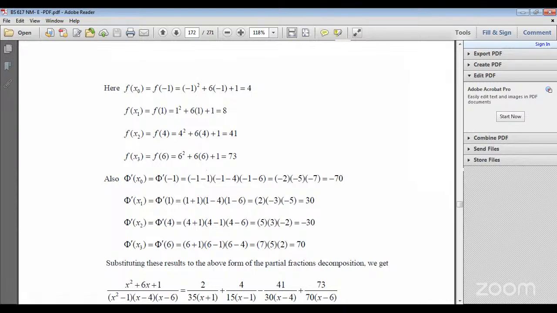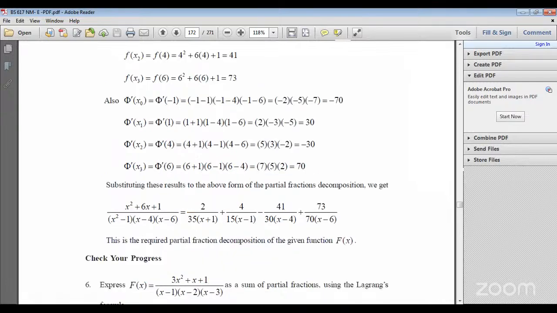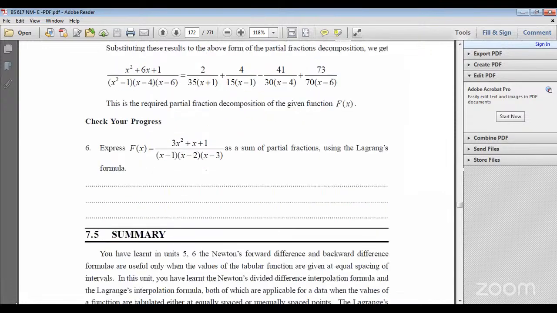All the values I am finding here. So applying the same here, that is 2 by 35 x plus 1, 4 by 15 by x minus 1, 41 by 30 x minus 4, 73 by 70 minus x minus 6.